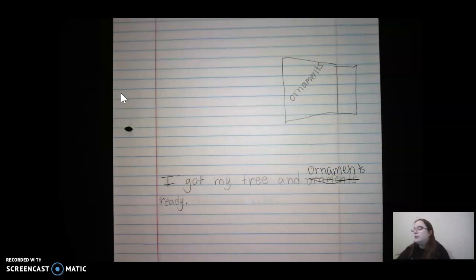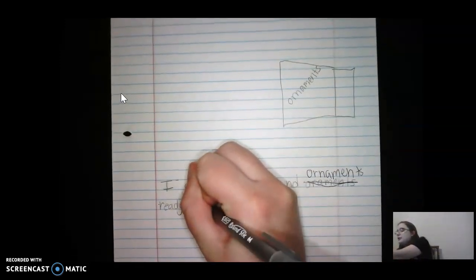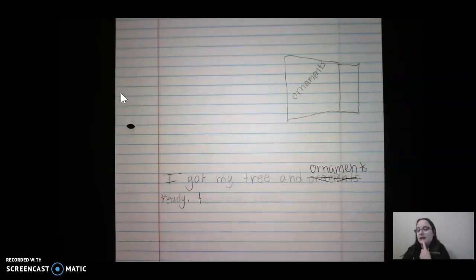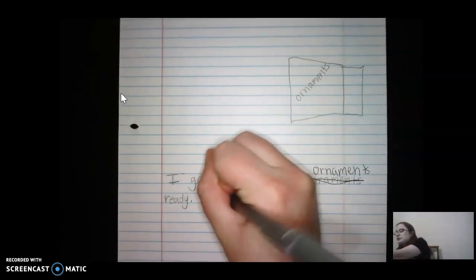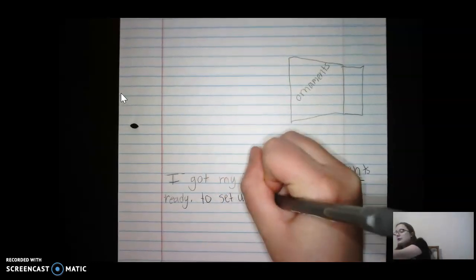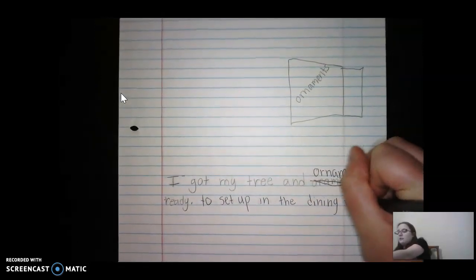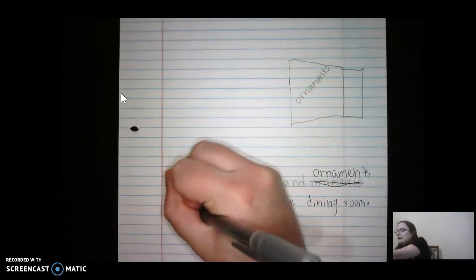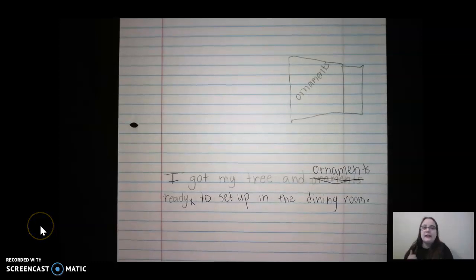So I got my tree and ornaments ready. And I think I'm going to add it here. So I got my tree and ornaments ready. And I'm going to add... how do I want to say this? I got my tree and ornaments ready to go in the dining room, to set up in the dining room. I got my tree and ornaments ready to set up in the dining room. And so we'll have our period there, and we're going to X out our period there. So friends, you're going to do the same thing. So let's head on back and review our checklist.